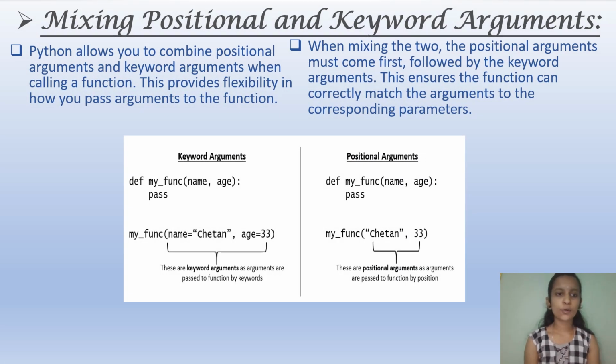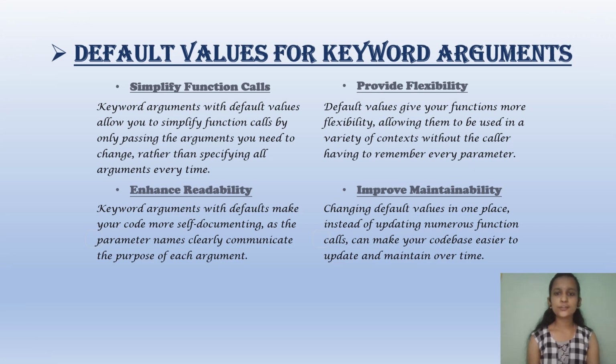Mixing positional and keyword arguments. Python allows you to combine positional arguments and keyword arguments when calling a function. This provides flexibility in how to pass arguments to the function. When mixing the two, the positional arguments must come first, followed by the keyword arguments. This ensures the function can correctly match the arguments to the corresponding parameters. In the first half of the selected table, the keyword arguments are passed to the function by using keywords like name and age, whereas in the positional arguments, the arguments are passed to the function by their position.